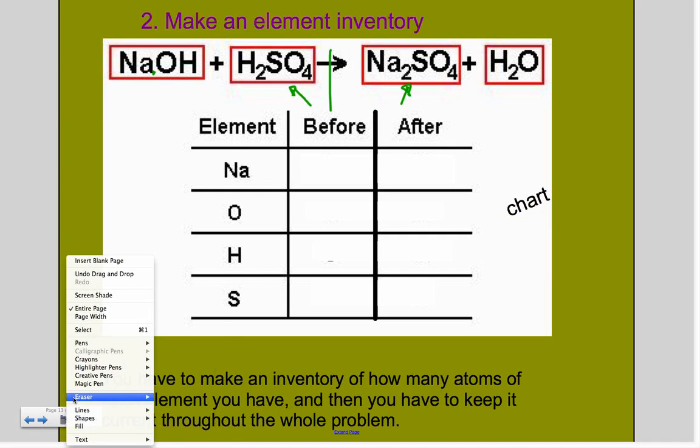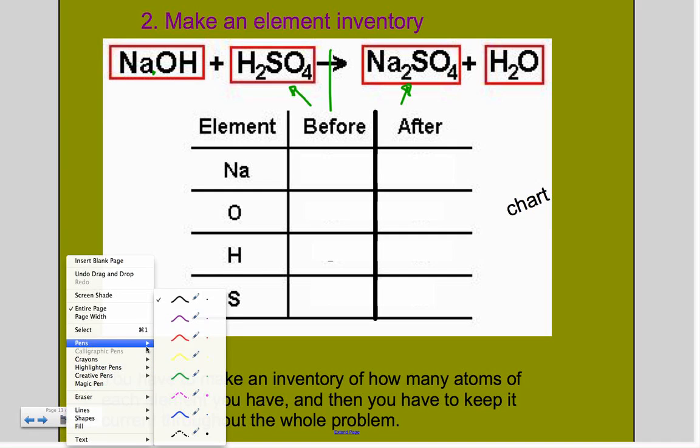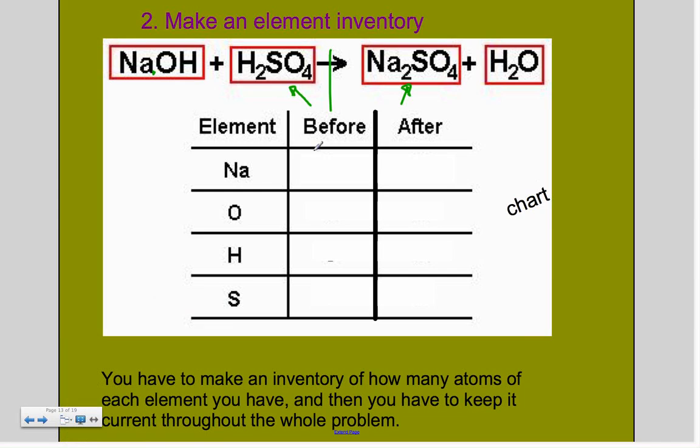See if I can actually draw these. Whee, I can. So sodium, I have 1. Don't make fun of my numbers. I had 1 plus 4, 1 plus 2 and 1.